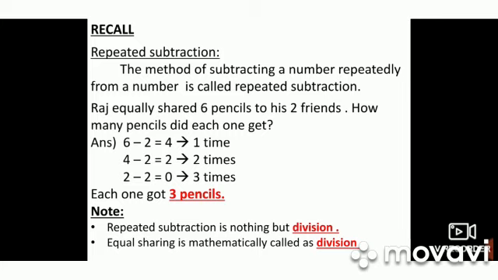At last, he has 2 pencils. He has given all to his two friends. So at last he is having 0. That is 2 minus 2 is 0. So each one got 3 pencils. Count how many times you have done the subtraction. It is 3 times. So each one got 3 pencils. This is the way you have done the repeated subtraction in second standard. So repeated subtraction is nothing but division. It is also known as equal sharing.